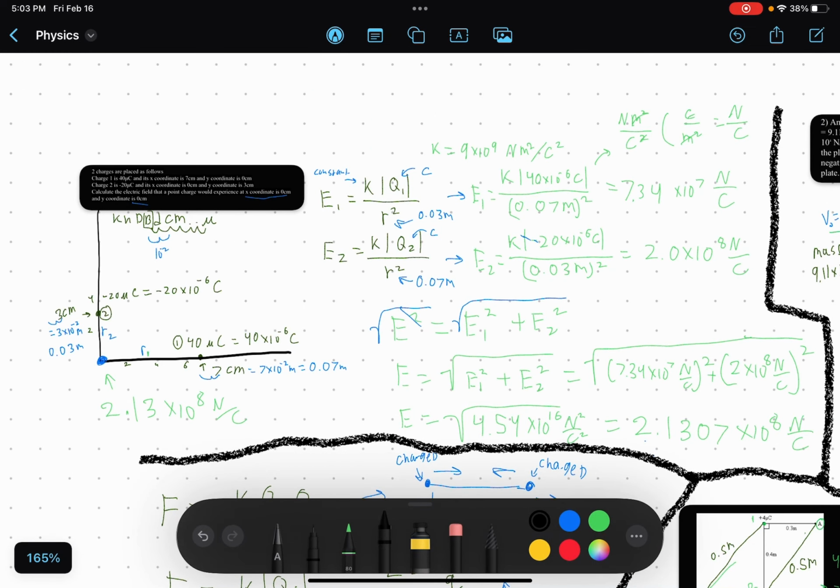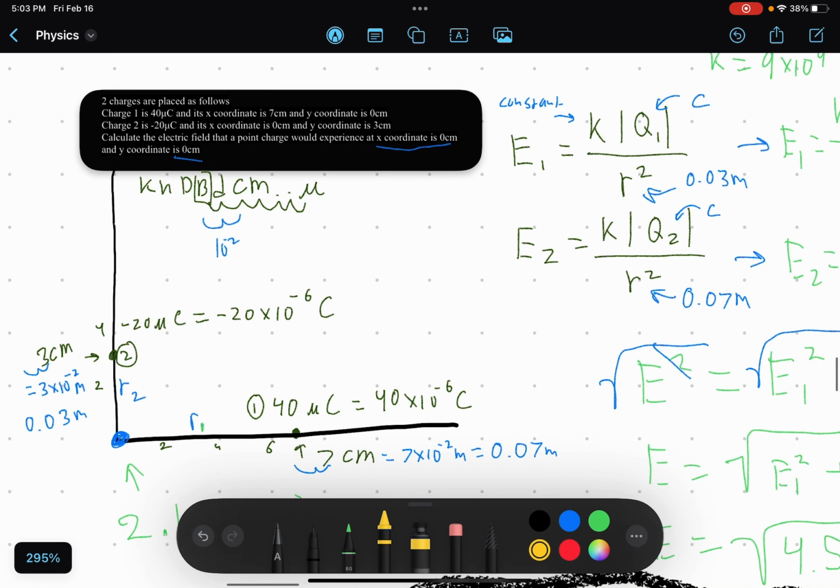Just because we had so much supplemental, I'm just going to talk through what we went through, in case anyone needs that. So we did this problem where three charges were placed at these coordinates. So basically 7 centimeters on the X and 3 centimeters on the Y, my bad. From there, we're asked to calculate the electric field.